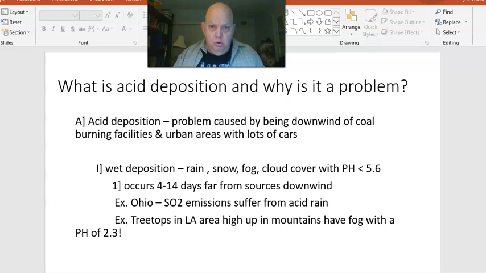Acid rain. When the trees go brown, you know it's bad. Acid rain. When the buildings start going down. Acid rain. Okay, we'll move on.